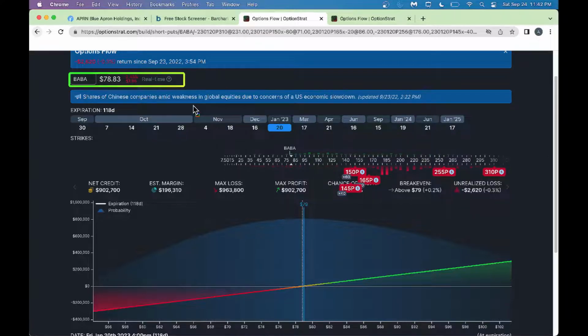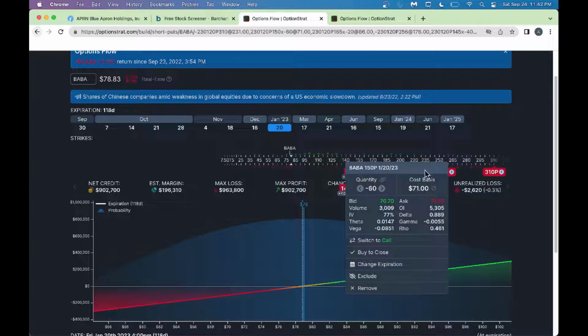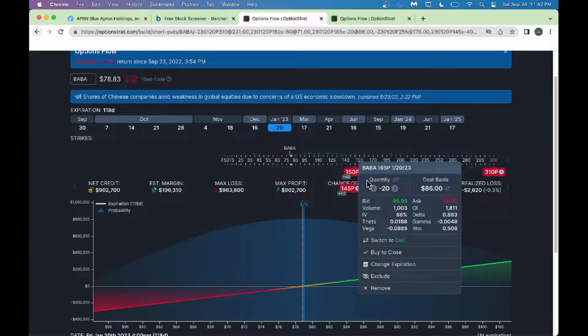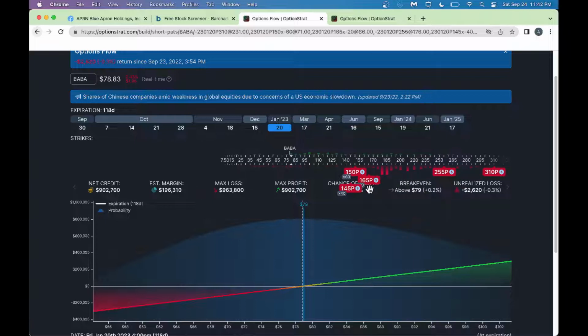globally, due to concern of a US economic slowdown here. And look, the expiration is 118 days out. It's really far out, as you can see here. And what these folks are doing is, right now the stock price is 78. These folks are really playing here. Look, it's all on the sell side here. They're selling a lot. Look, we've got a 155 put here. They're selling 60 quantity, and again they're selling again. A lot of selling going on here. They're selling some premium here.